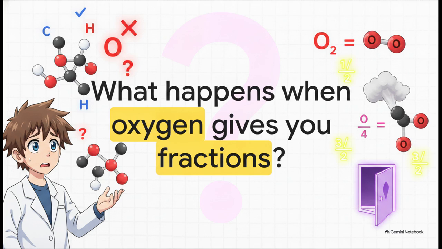But here's where we hit a really common trapdoor. You balance your carbons, great. You balance your hydrogens, awesome. And then you finally get to oxygen. But what happens when balancing your oxygen on the product side leaves you with an odd number, and that totally clashes with the diatomic oxygen gas, O2, sitting on the reactant side?